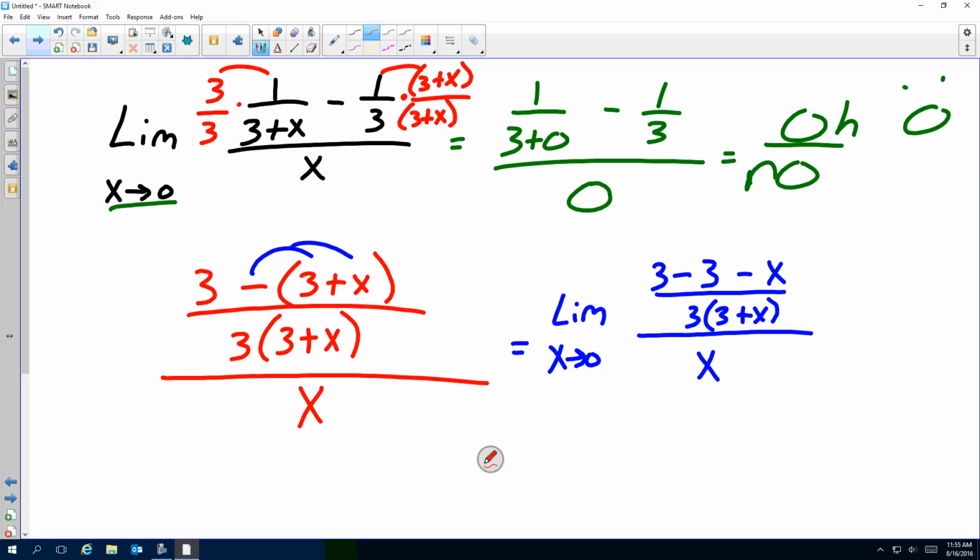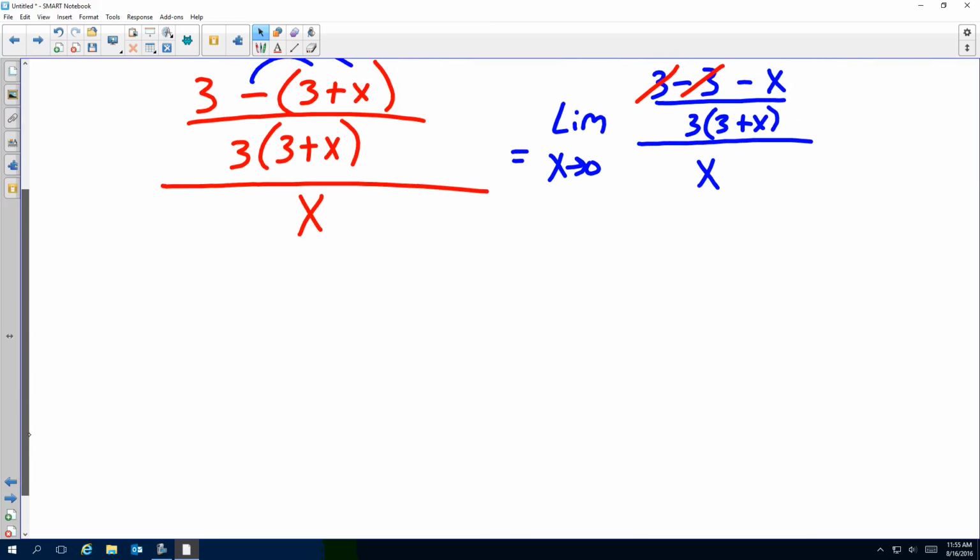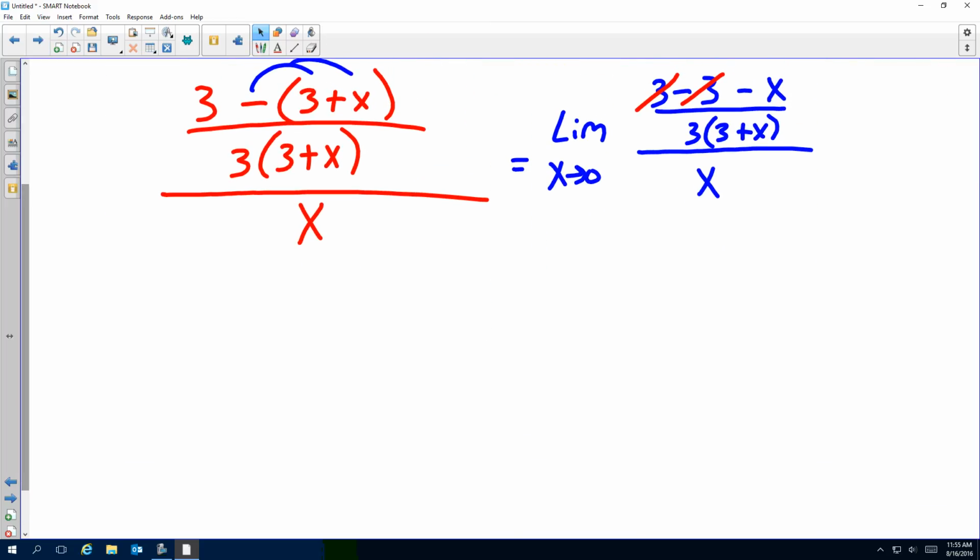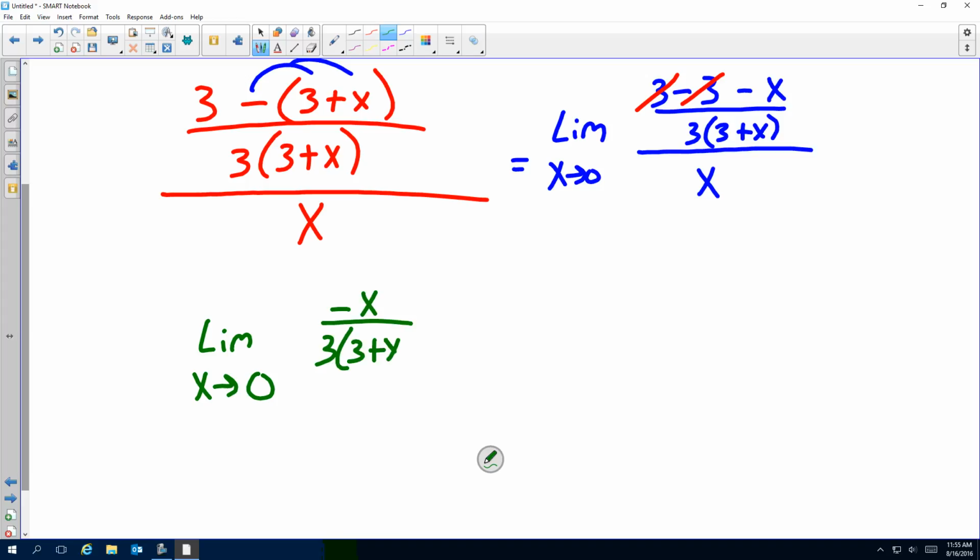Right away, this 3 minus 3, that's fantastic. We can get rid of that. But I'm still a 3-story fraction, and I don't like 3-story fractions, so I'm going to kind of reduce this. You guys think that's a good idea? So we have the limit as x approaches 0 of negative x over 3 times 3 plus x.